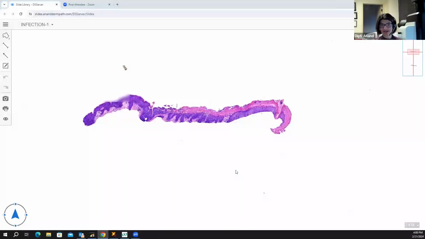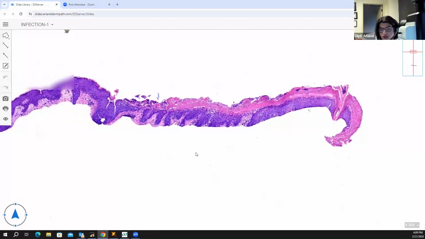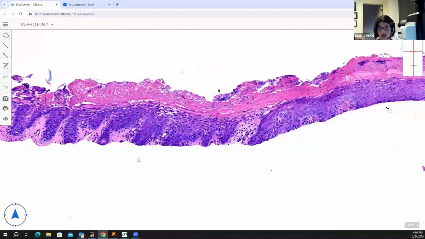Okay, so we'll get started. So we are going to be talking about infections today, and we'll try to cover as much as possible. So we're going to first start with bacterial infections. So this is the first slide, and I'm going to talk about the most relevant entities, the ones that are tested on your boards.